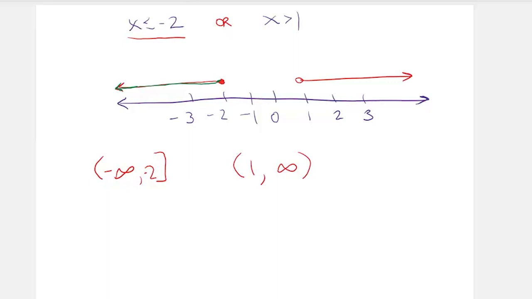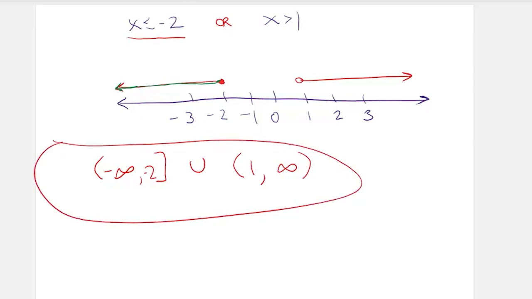And or, remember I said, is union, so we put a union sign between them. That means I take all the values from one of those intervals and I unite it with all the values from the other interval, and that gives me the final solution. So this is the final solution in interval notation. Okay.